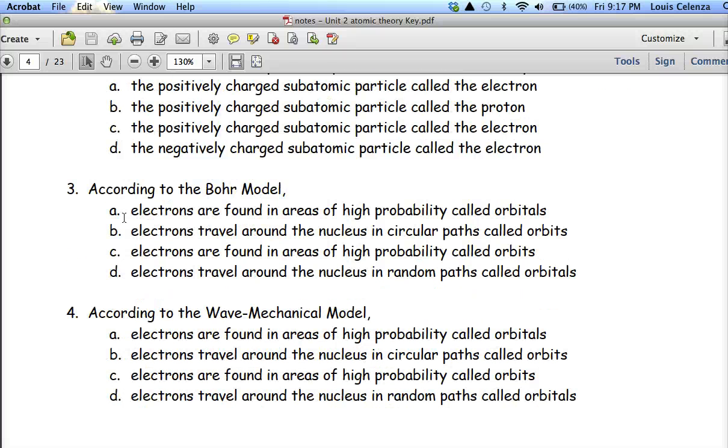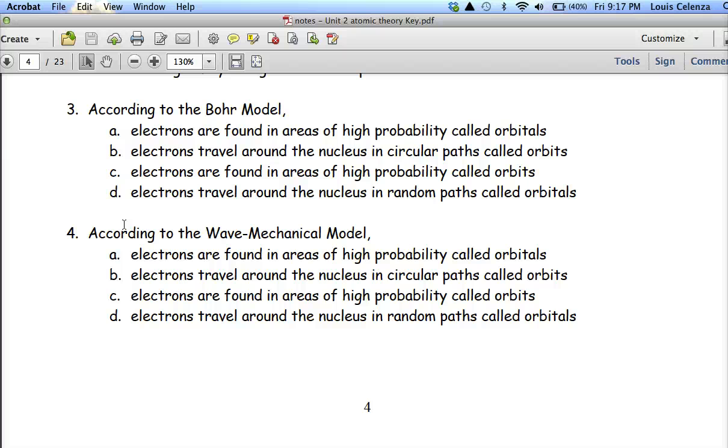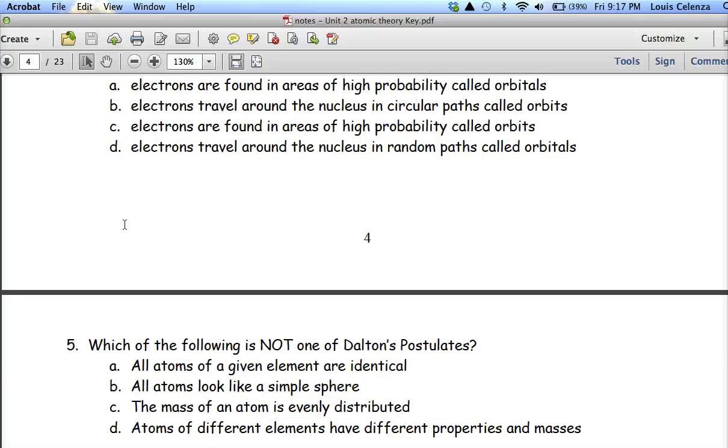Number 3. According to the Bohr model, electrons are found in areas of high probability called orbitals. No, when you're referring to orbitals, that is the current model of the atom. And the answer here would be B. Electrons travel around the nucleus in circular paths called orbits. Number 4, according to the wave mechanical model, obviously A is the answer. Electrons are found in areas of high probability called orbitals.